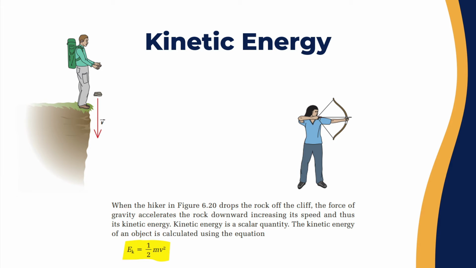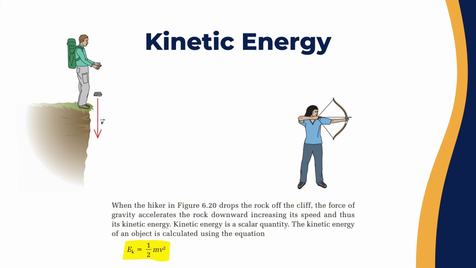Same thing when you have a hiker standing on the edge, holding a rock. The rock is holding a certain potential energy. When he lets the rock go, the rock will be accelerating in free fall with the influence of gravity at a certain speed v. So the force of gravity accelerates the rock downwards, increasing the speed, which means giving it kinetic energy. We need to know that kinetic energy is a scalar quantity. It doesn't have a direction.